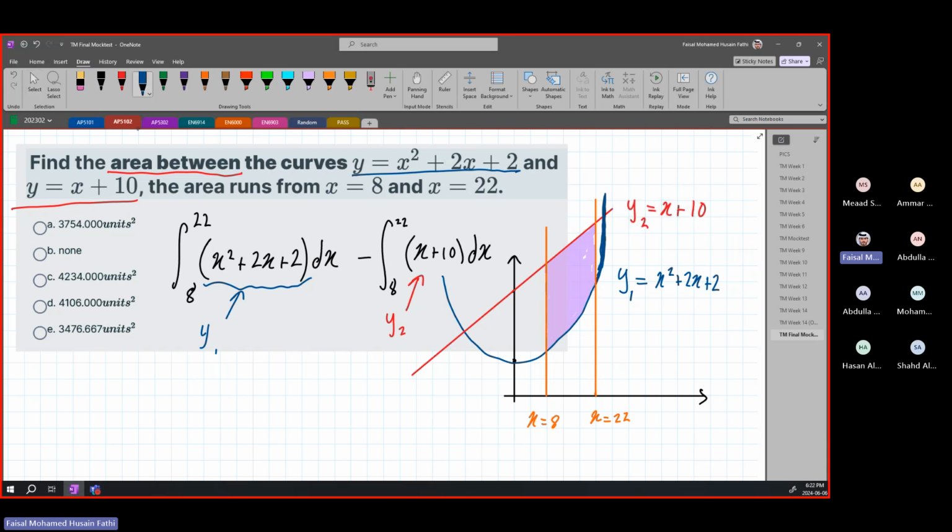So usually it's up minus down. However, I knew how to draw it. That's why we know that y2 is up and y1 is down. Technically, I should do y2 minus y1, but it doesn't matter. I'll tell you why in a bit.